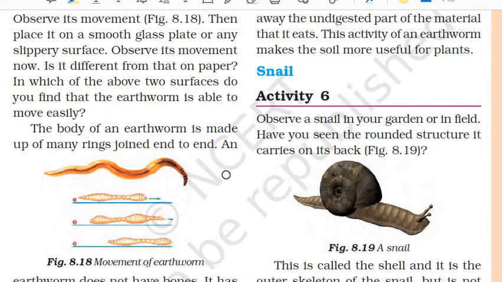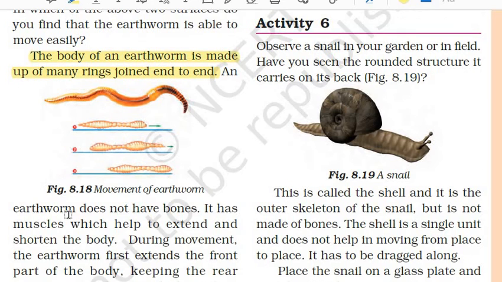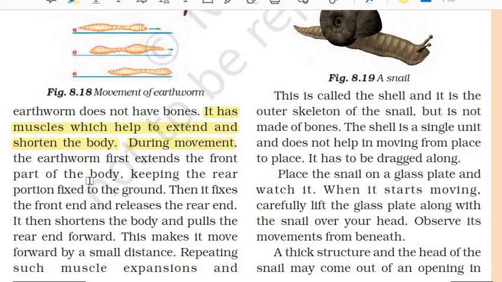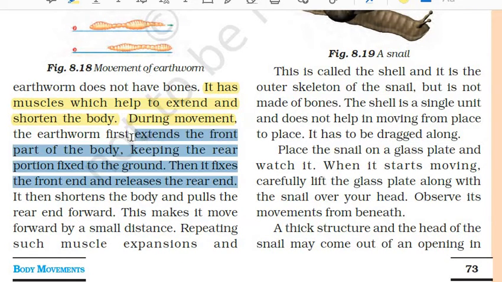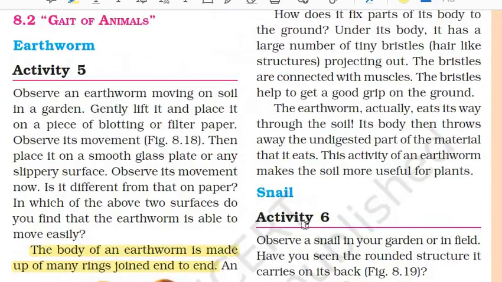The body of an earthworm is made up of many rings joined end to end. An earthworm does not have bones, it has muscles which help to extend and shorten its body. During movement, the earthworm first extends the front part of its body, keeping the rear portion fixed to the ground. Then it fixes the front end and releases the rear one. In short, it then shortens the body and pulls the rear end forward. This makes it move forward by a small distance, repeating muscle expansion and contraction.